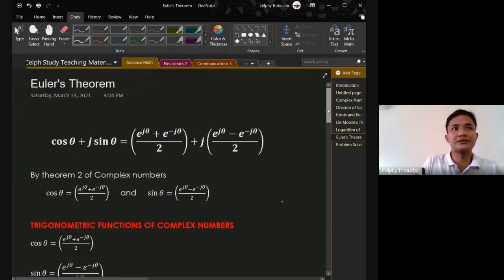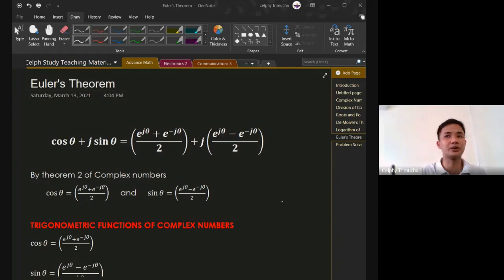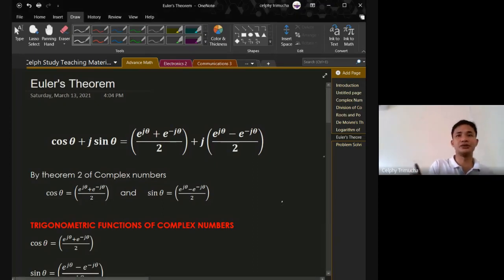So we will have an introduction to Euler's theorem so that we can go straight on to next week. In the next meeting, we'll be having a quiz already for advanced math. So, Euler's theorem. It is in your module. It was named after a mathematician, Leonhard Euler.